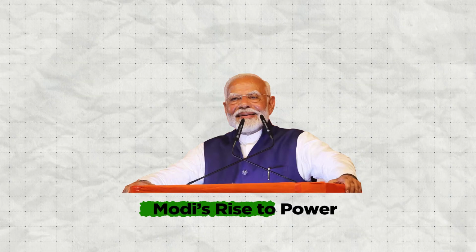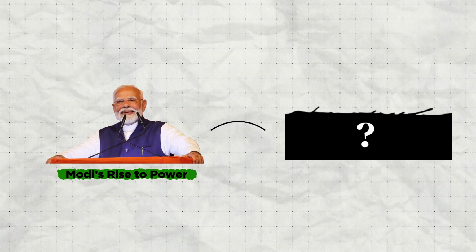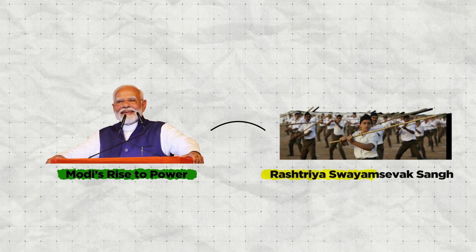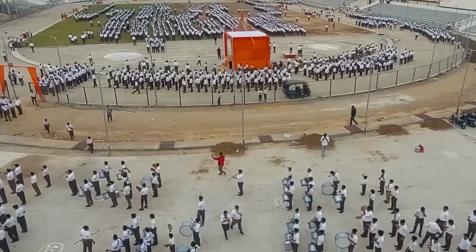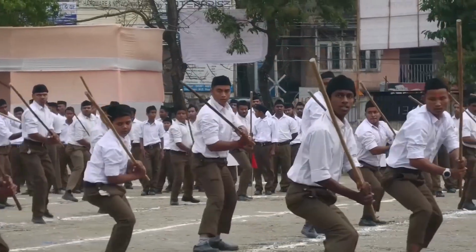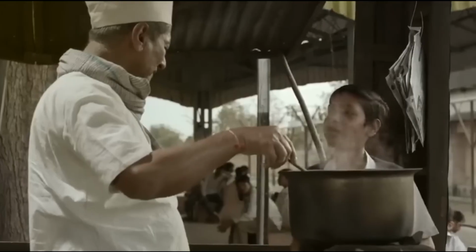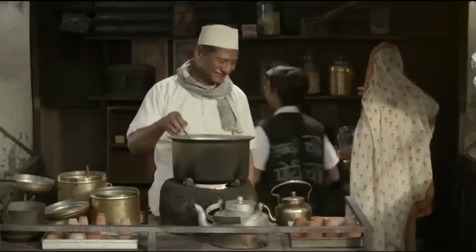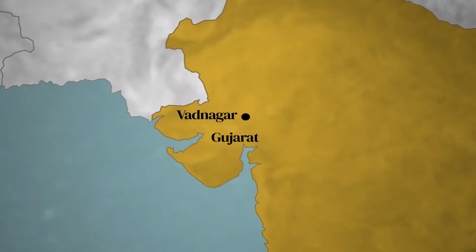Modi's rise to power is linked to an organization that has shaped India's politics for decades. The Rashtriya Swayamsevak Sangh, India's largest and most powerful Hindu organization, forged Modi's nationalist ideology and set the stage for his political rise. Modi's connection to the organization began around the age of 8, growing up in Vadnagar in northwestern India.